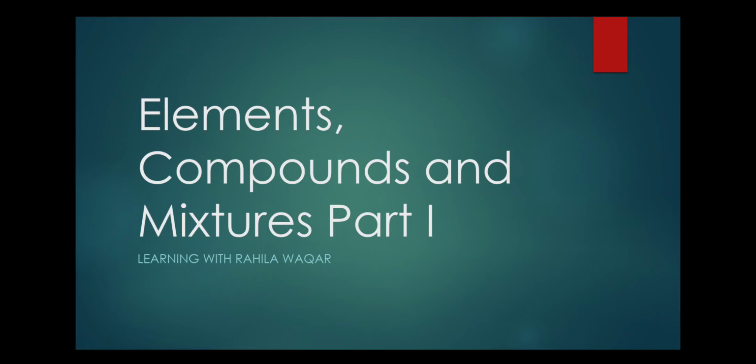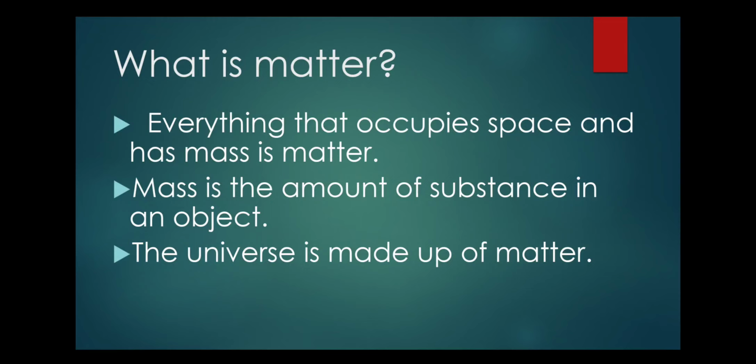Today our topic is elements, compounds and mixtures. And today we will only discuss elements. Now before we define elements, let's consider what is matter. Everything that occupies space and has mass is matter. Mass is the amount of substance in an object. The universe is made up of matter. So everything in the world is made up of matter. All the planets, the sun, the stars, and everything that you see on the earth is made up of matter.